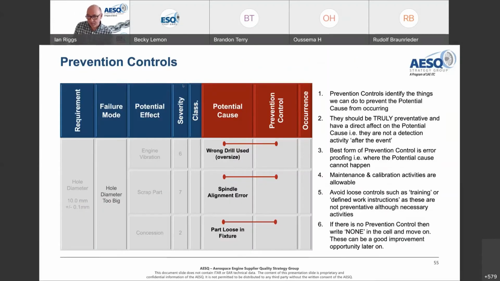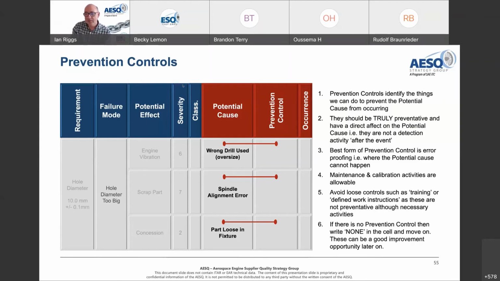So once we've been through and we've looked at what the causes of hole diameter too big are, in this example, we could have used the wrong drill. We've used an oversized drill, and that could be oversized from the supplier. It could be because we've used a wrong drill part number. It could be that the spindle alignment was in error, so the actual spindle when we're drilling is not true. Or the part is loose in the fixture, so the part is rattling while you're trying to drill a hole. All of those things could lead to the hole diameter being too big.